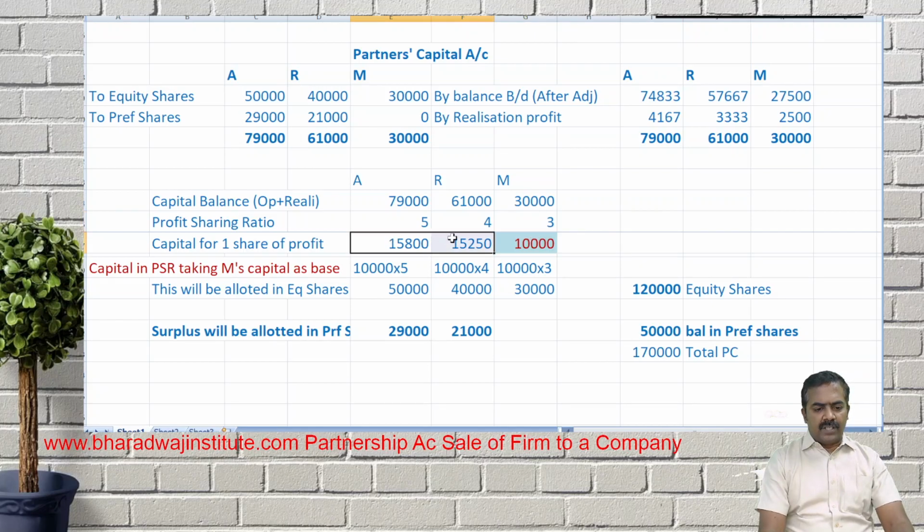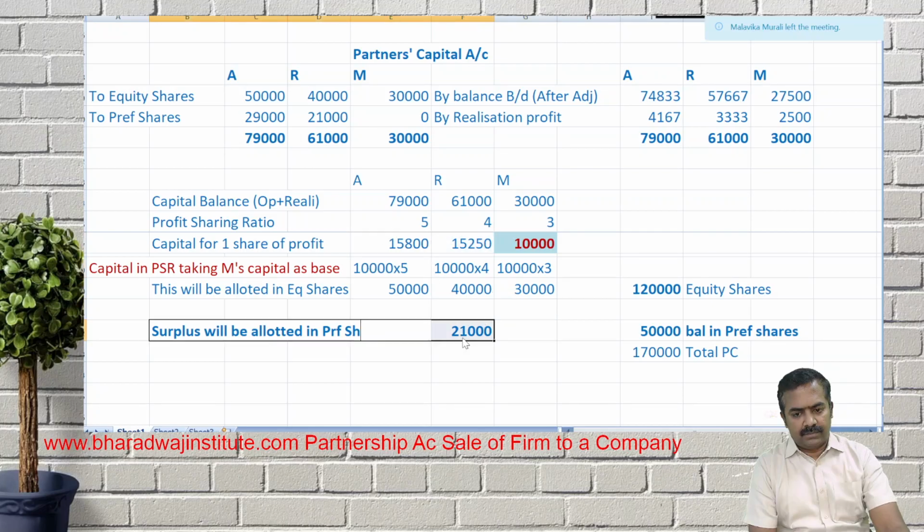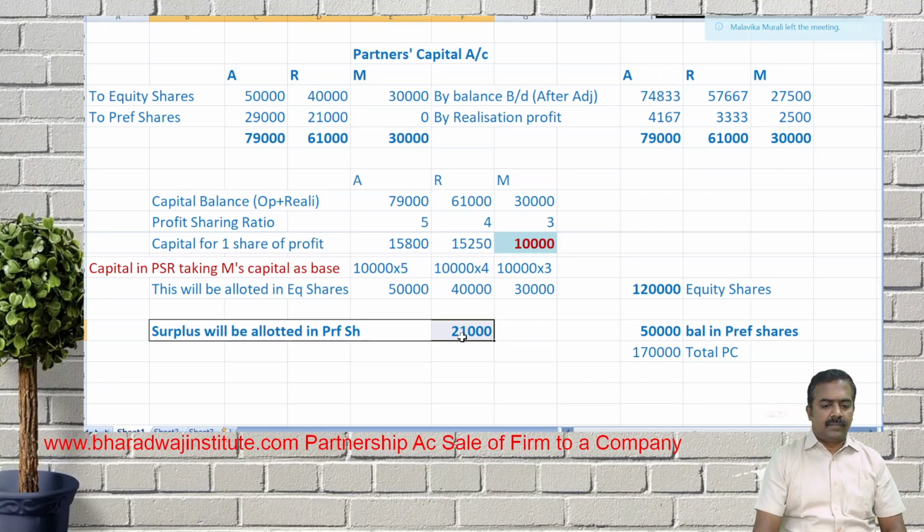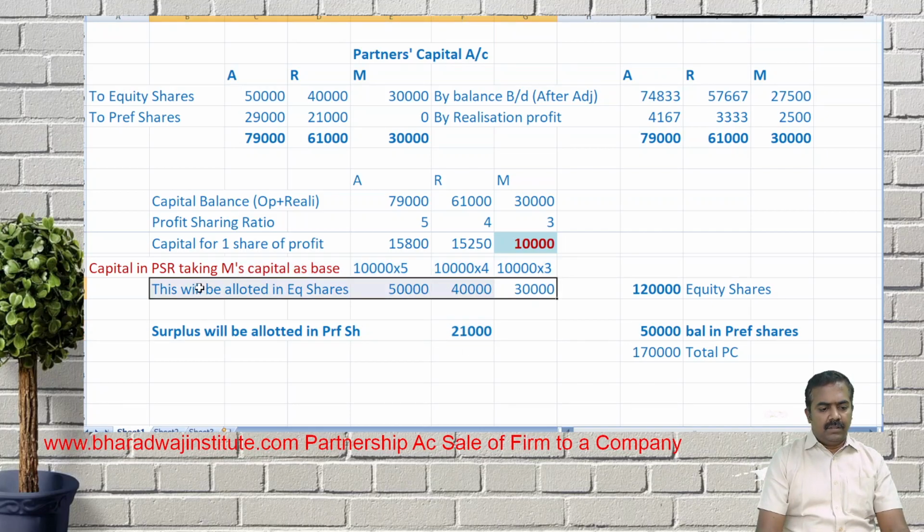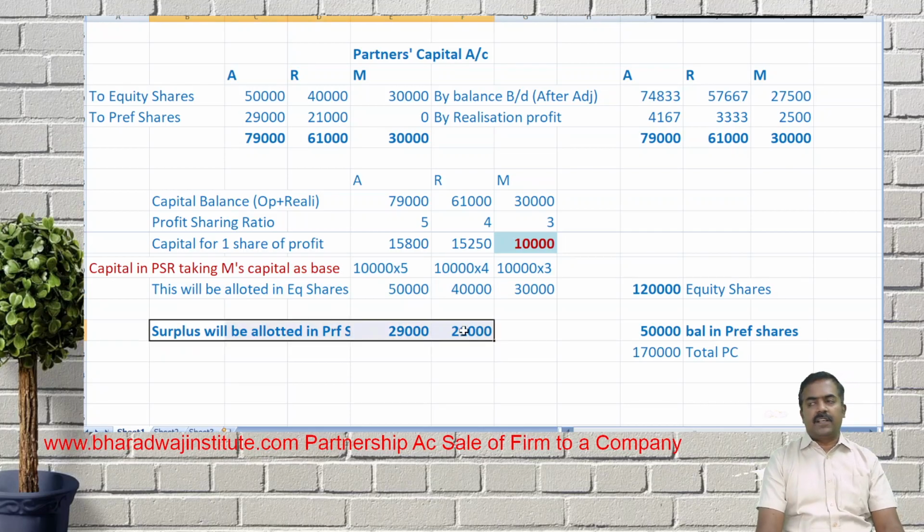So there is no need to work out capital for one share of profit, because we are going to take the lowest as the base and work out. Equity share is allotted to maintain the profit sharing ratio. Surplus capital is settled in the form of which one? Preference shares.